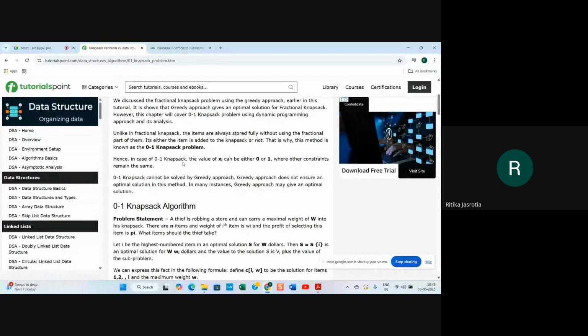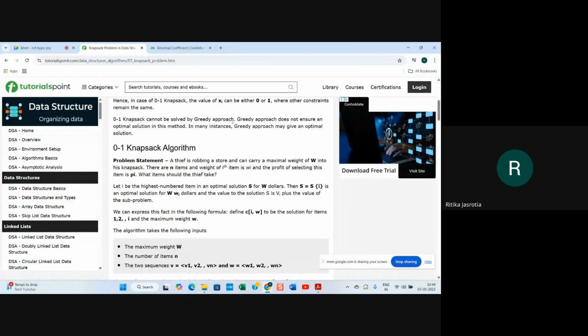Hence, in case of 0-1 knapsack, the value of xi can either be 0, meaning you don't keep it, or 1, meaning you keep it, where other constraints remain the same. So 0-1 knapsack cannot be solved by the greedy approach. Greedy approach does not ensure an optimal solution in this method, though in many instances the greedy approach may give an optimal solution. For example, a thief is robbing a store and can carry a maximum weight of W in his knapsack. There are n items, the weight of the ith item is Wi, and the profit of selecting this item is Pi. What items should the thief take?